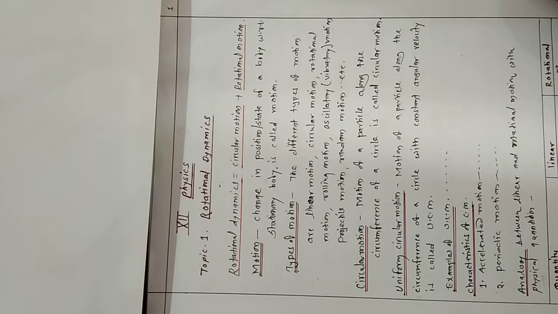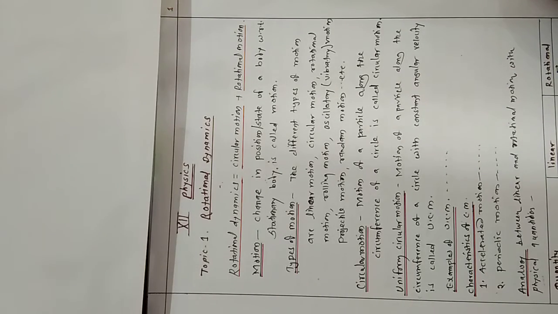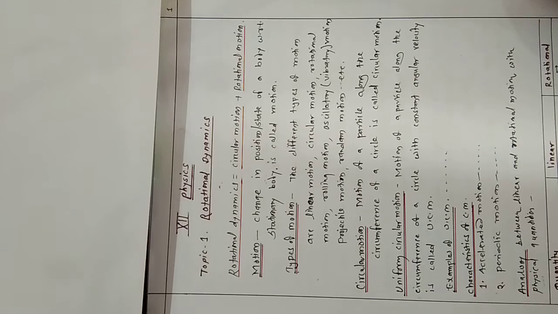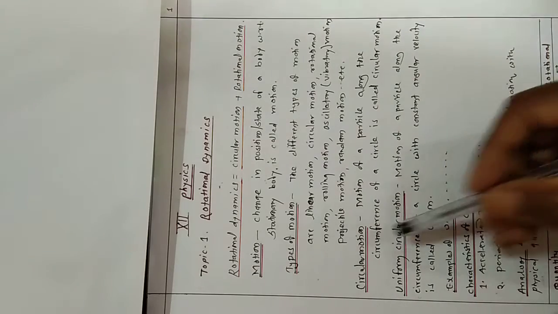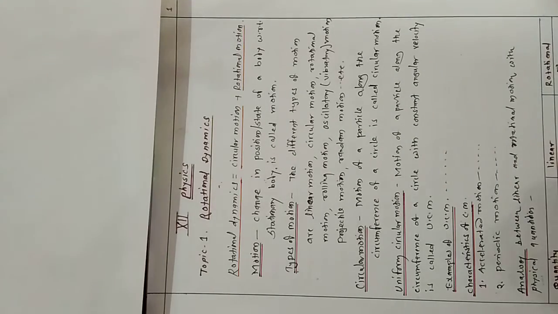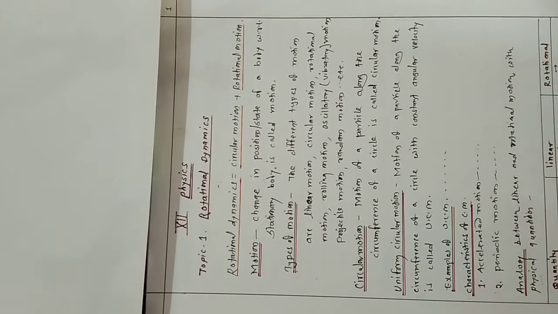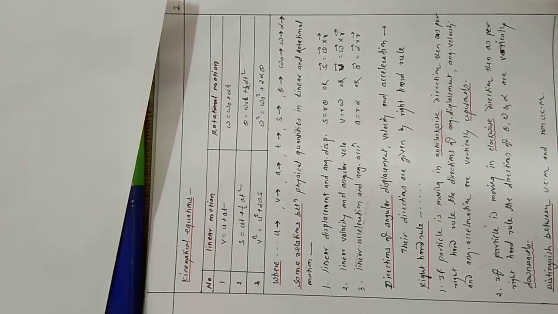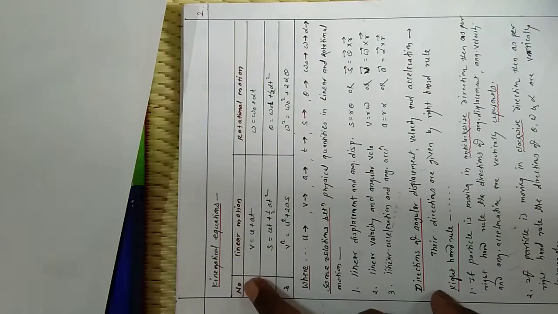In our first topic, rotational dynamics, we have studied different types of definitions like the definition of circular motion, definition of uniform circular motion, then their examples, characteristics of circular motion, then the analogy between different equations. After that, we have to study the kinematical equations.